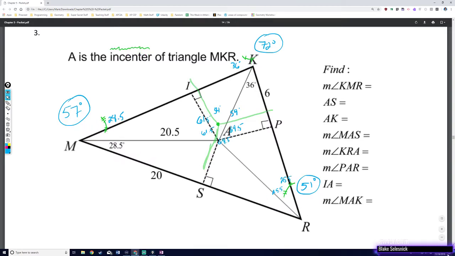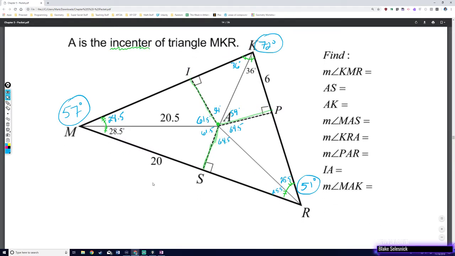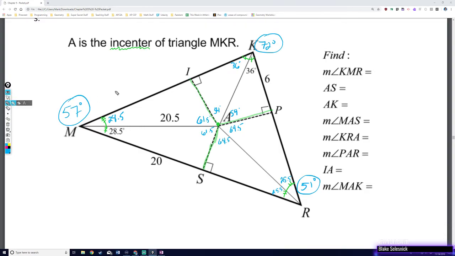Better be able to line it up. That's all I'm saying. Crisis averted, people. Okay, so now, what is KMR? KMR. Easy. 57. Already found it.